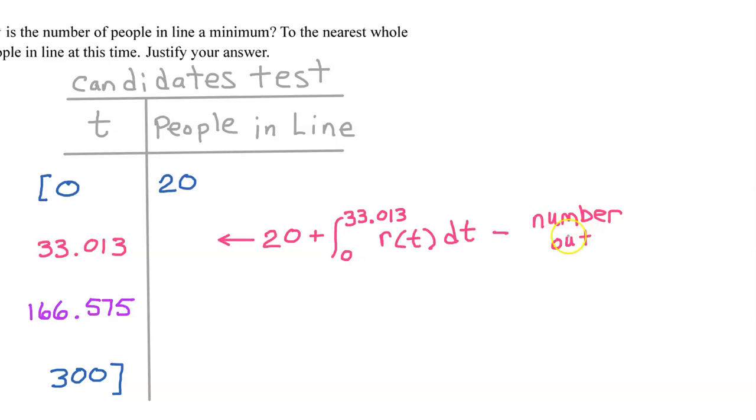Similarly, the number of people who left the line will be the integral of the rate out, so the integral of 0.7. This expression represents the number of people who left the line from 0 seconds to 33.013 seconds. Because the limits of integration are identical, we can write this as a single integral. We can type this expression into our calculator. Just remember that 33.013 is A, and r of t is y1.